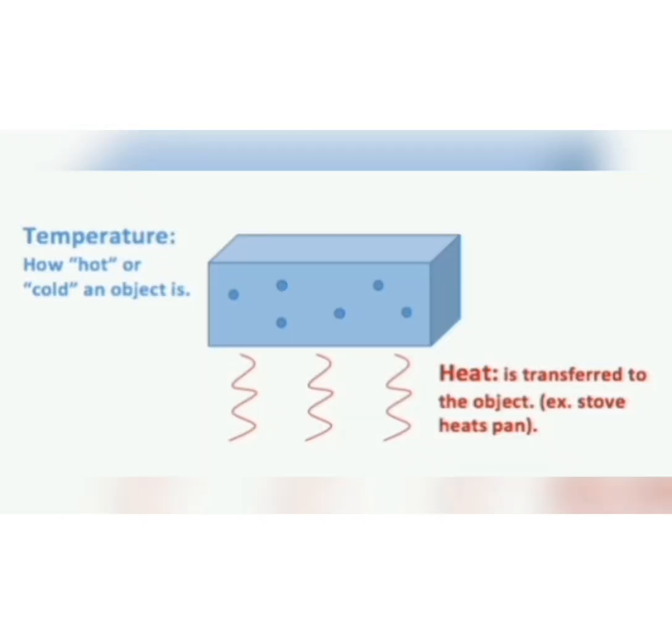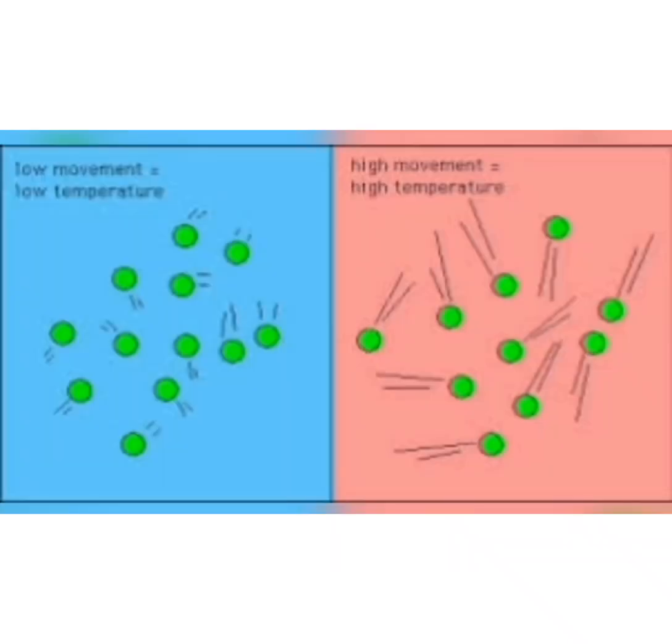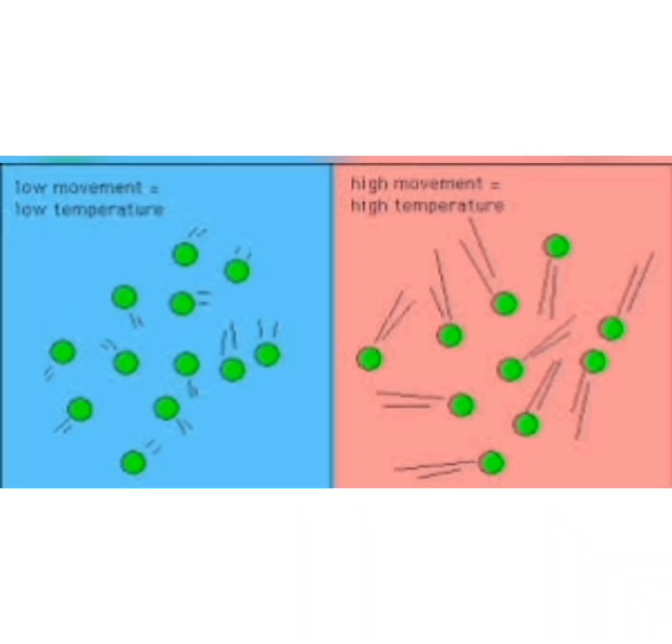Okay, let's move forward now. Temperature is simply how hot or cold an object is, and heat is transferred to an object from one form to another. As you can see in this picture, if heat is very low, the molecules are represented with shorter lines showing that they are moving in a slow motion. But on the other side of the picture, you have the high movement where you have longer lines telling you that they are moving at a very fast speed.